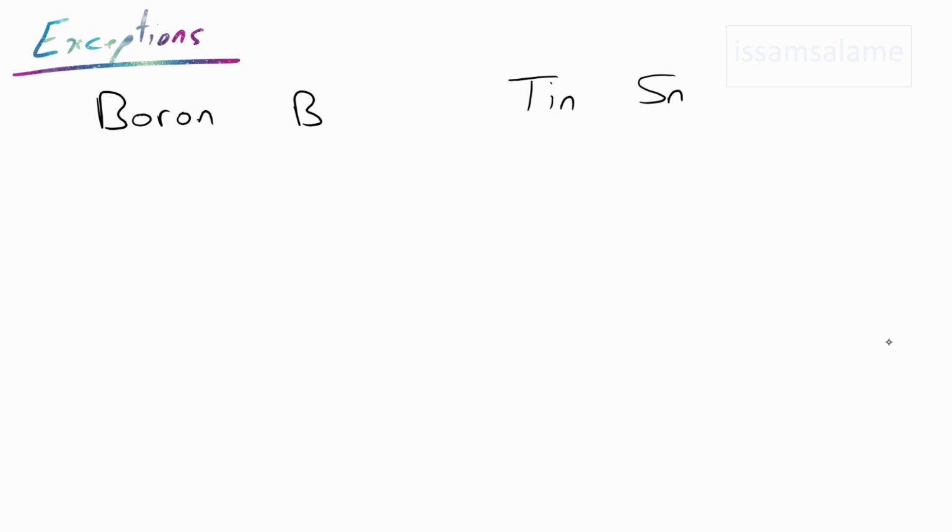In this part of the video, I'm going to show you a few exceptions where elements can be stable without having a complete octet. Such exceptions like boron in group 13, tin in group 14, and beryllium in group 2. These elements, they don't complete their octet while doing covalent compounds.